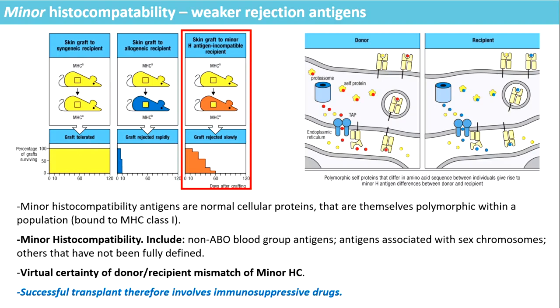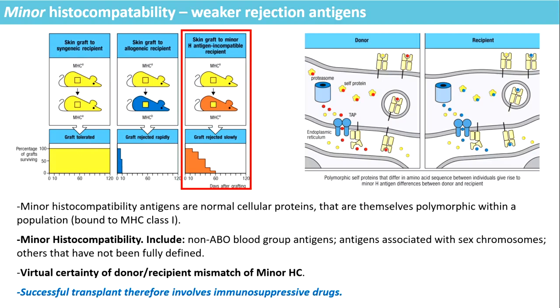Now, the minor histocompatibility proteins are also polymorphic within the population, and you can see that on the diagram here. This is a self-protein on the donor and on the recipient, but you can see that there are subtle differences. It's the same protein, but it has that polymorphism within the population, so it's actually distinct between the two individuals. And what happens is these would be presented on MHC class 1, and that's how it would alert the immune system.